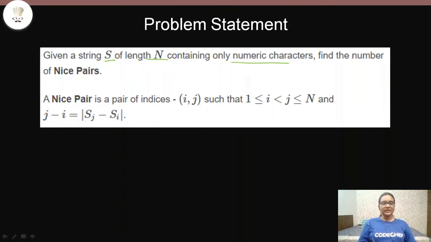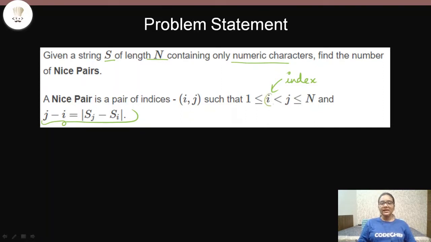It means that we will have to form all the pairs that are possible from this particular string, and then we will have to check this condition for each of the pairs. And this i and j that you see are the indexes. When you put each element of the string in the form of an array, you know that it has indexes from 0 to n minus 1. So that is what it means here.